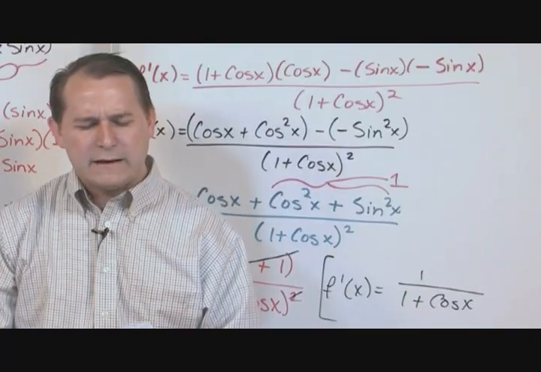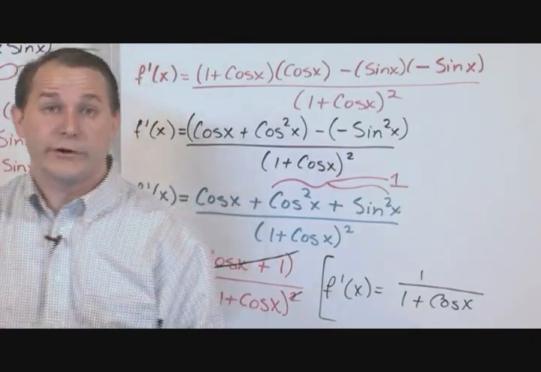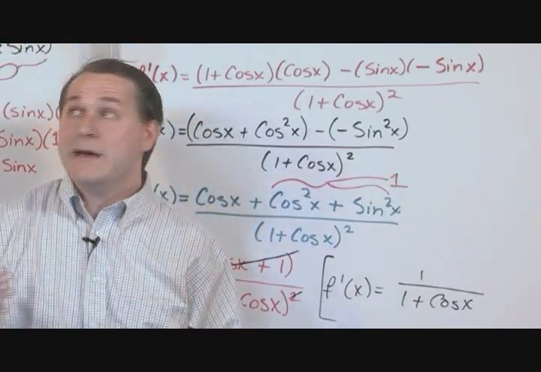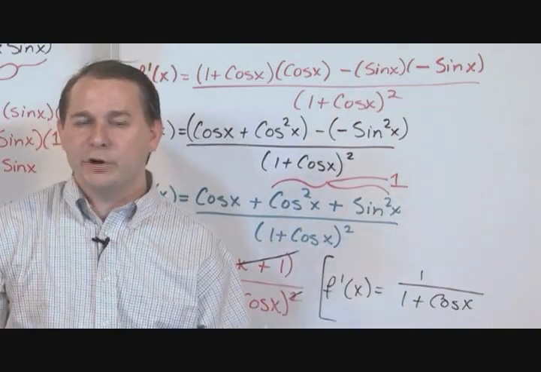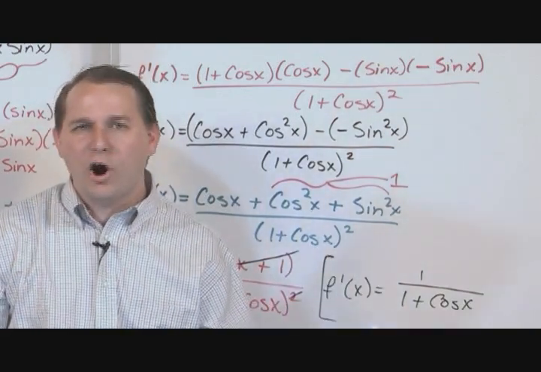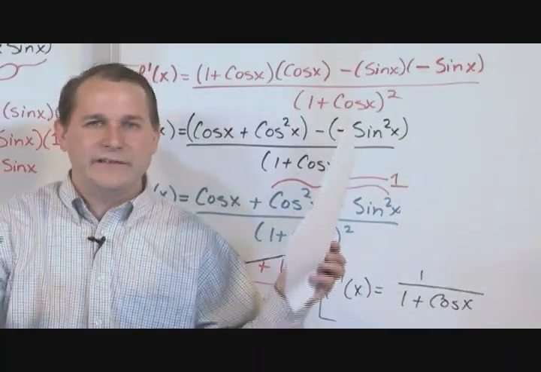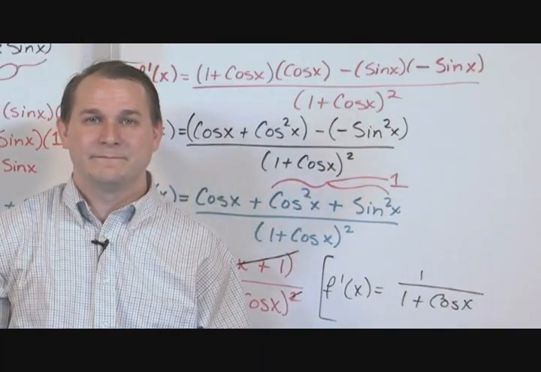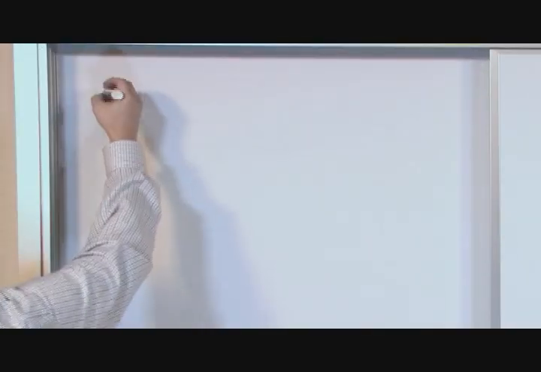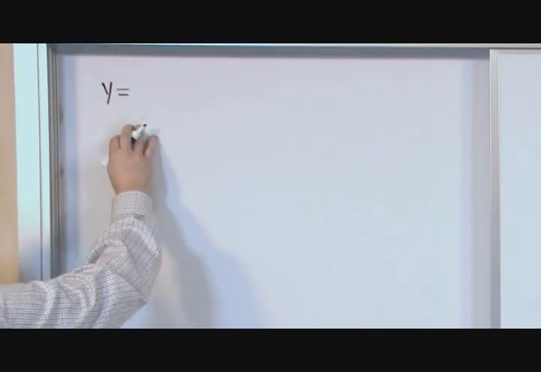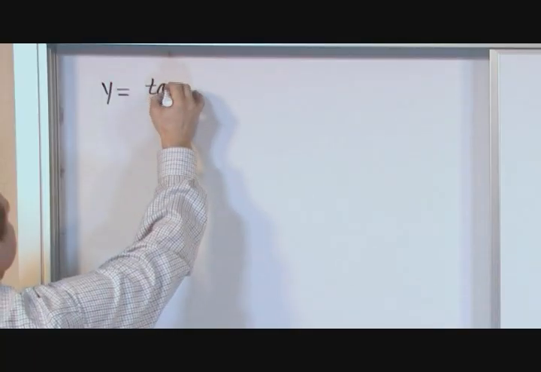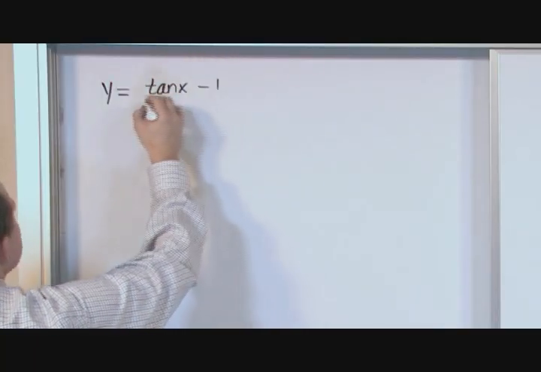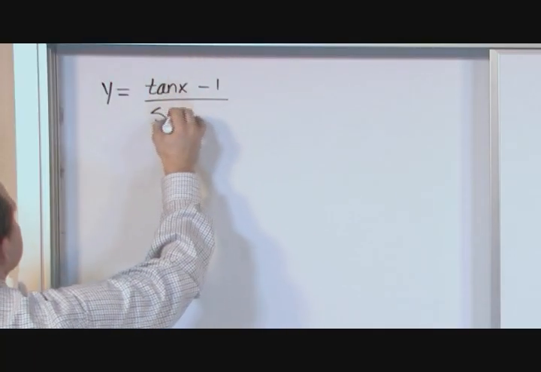So what we're going to do now is erase the board and work another problem. And this one's going to end up taking maybe even both boards because it's going to be longer, but you'll find that it's really no harder. It's just that once you get down into the nuts and bolts of it, simplifying it takes a little bit of time. Okay, so our next problem is y is equal to tangent of x minus 1 over secant of x.